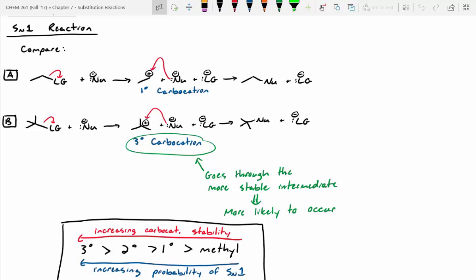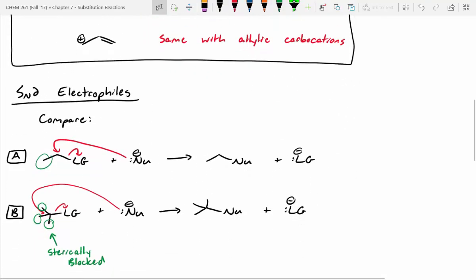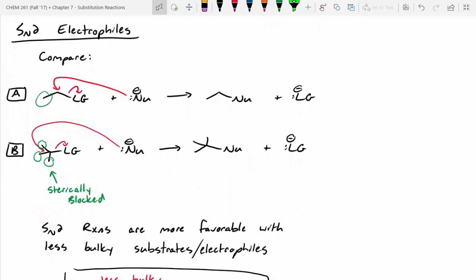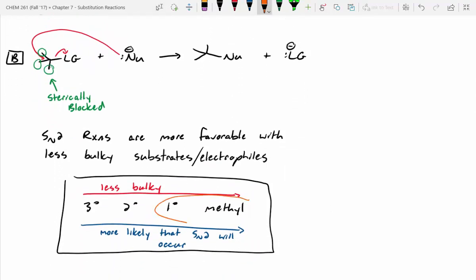So SN1, we said it goes through a more stable carbocation intermediate. So really for SN1, the most likely intermediates that you're going to have will be secondary or tertiary carbocations. Primary and methyl group carbocations are just too unstable for that reaction to be favorable. Versus down here where we have an SN2 reaction, we actually said the inverse is true, where the more accessible carbon is more likely to do SN2. So typically SN2 reactions involve primary groups or methyl groups, sometimes secondary carbons as well, but we'll talk about that kind of gray area of a secondary carbon.